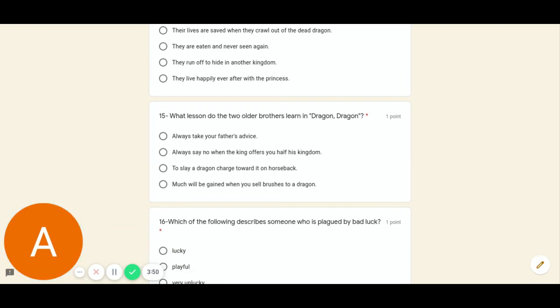Number 15. What lesson do the two older brothers learn in Dragon Dragon? Always take your father's advice. Always say no when the king offers you half his kingdom. To slay a dragon, charge towards it on horseback. Much will be gained when you sell brushes to a dragon.